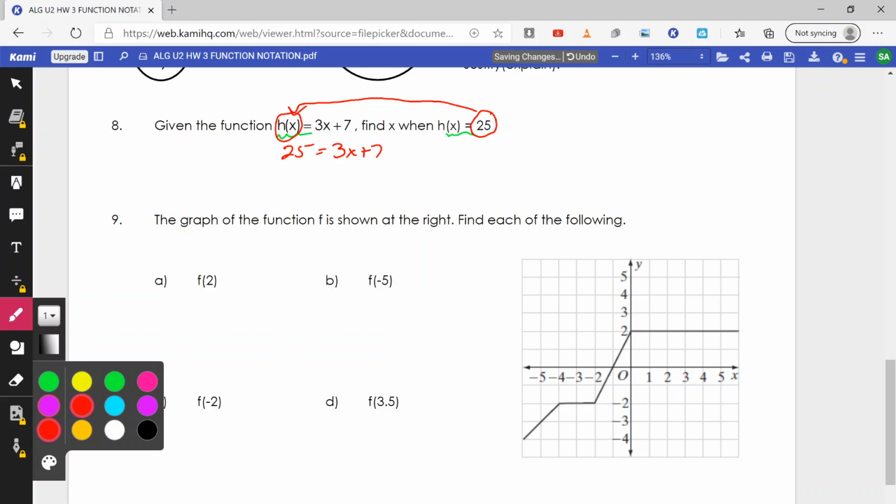And in order to solve for x, we'll subtract 7. And we get 18 equals 3x. We divide by 3. And we get an x value of 6.